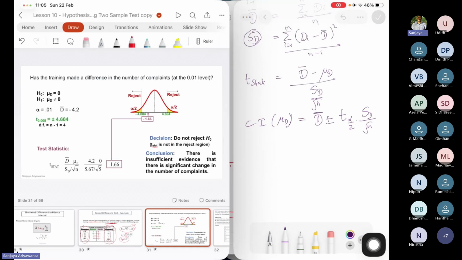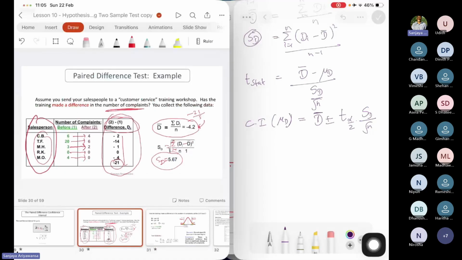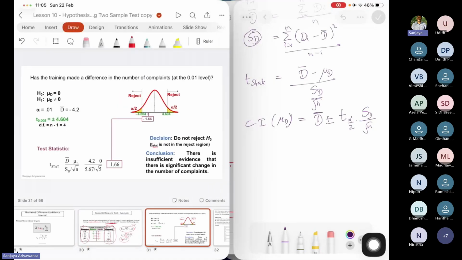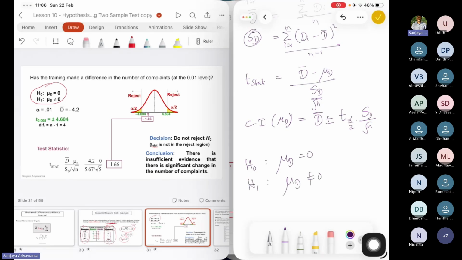Then we are asked whether there's been a difference in the number of complaints. That's the question. So how do we write our H0 and H1? Our H0 is saying mu d equals 0. That means there is no change. H1 is saying mu d is not equal to 0. That is, after the training, there is a change in the number of complaints. So remember, look at this, it's a two-tailed test.